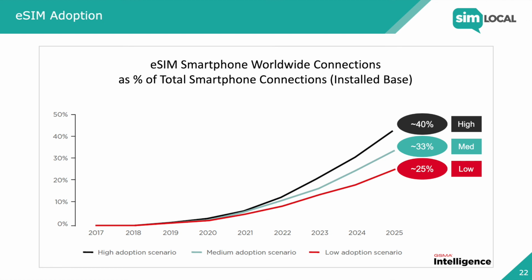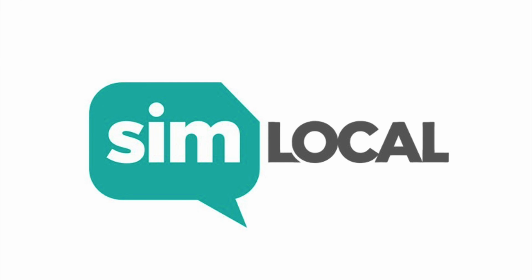GSMA predicts that by 2025, a third of all smartphones will be using eSIM to connect to mobile networks. And if this is the case, it's likely that maybe only 3 or 4 years after that, nearly all mobile devices will be using eSIM instead of physical SIM cards. eSIM is coming, and it's coming fast.